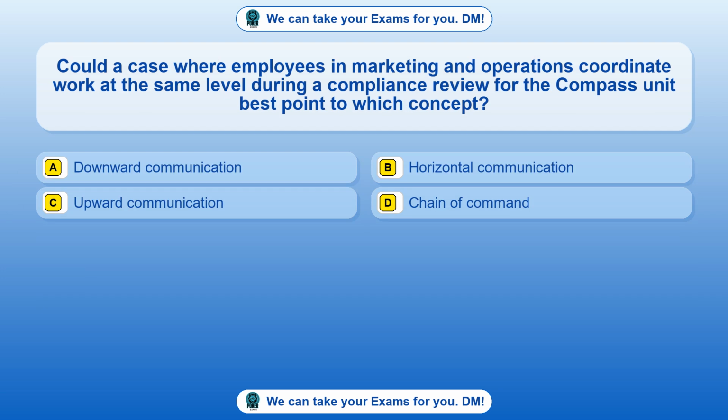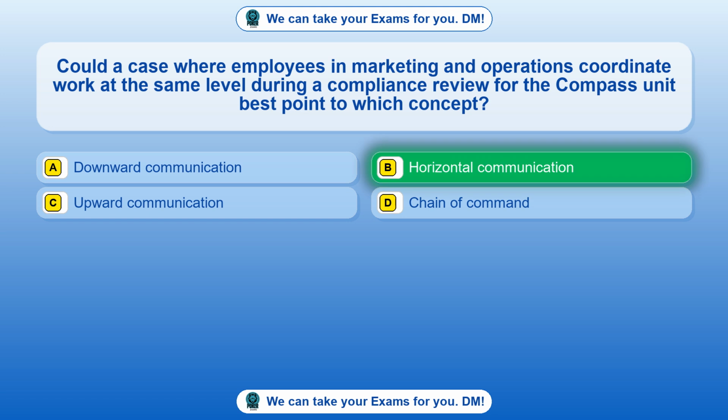Question 17. A case where employees in marketing and operations coordinate work at the same level during a compliance review for the compass unit best points to which concept? Option A, downward communication. Option B, horizontal communication. Option C, upward communication. Option D, chain of command. The correct answer is option B, horizontal communication.